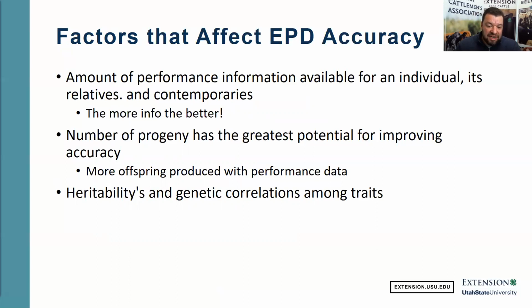And then heritability and genetic correlations among traits. Obviously, our growth traits and some of our carcass traits, like we talked about previously, are more highly heritable, so the accuracies on those EPDs are going to go up. We're looking at things like stayability, fertility, disease resistance, some of those things that some of the breed associations have EPDs for. Those EPDs are going to be very lowly accurate, not only because of the lack of information, but because of the low heritability.